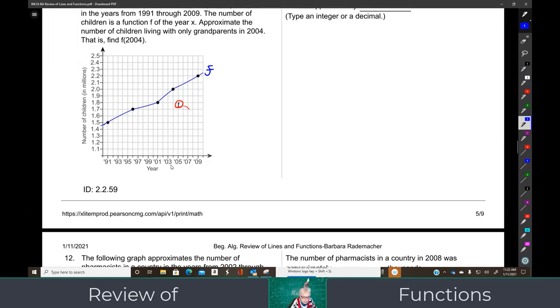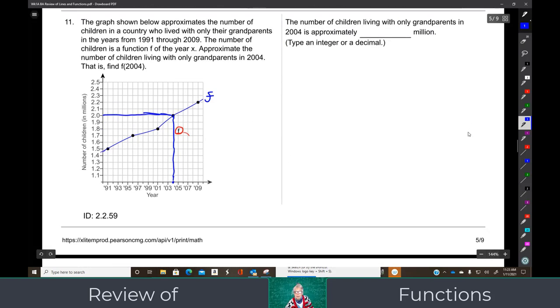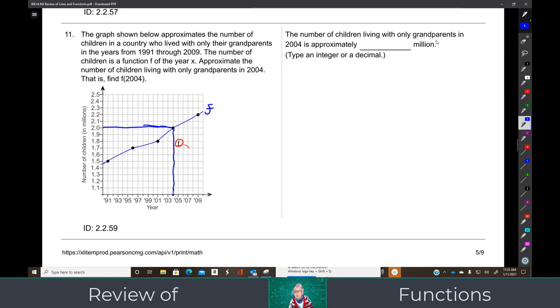Okay, now in 2004, that's going to be between 2003 and 2005. It's going to be right here. To find out an approximate number of the children living just with grandparents, I go up to the graph. Okay, I smash into it right there. Then I go over to the y-axis. Woo! I go over to the y-axis and I end up on 2.0, which means 2 million. So that's what I would put over here. The number of children living with only grandparents in 2004 is, well, that's a 2.0, so I would probably say 2 million, but if I want to be fancy, I might say 2.0.